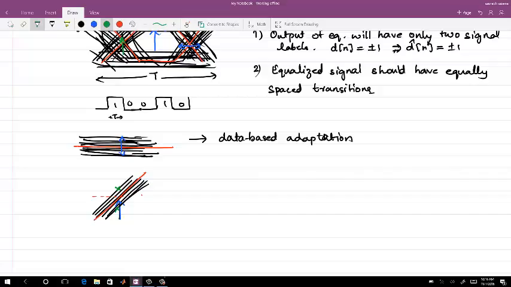Okay, so estimating the transition error and correcting the coefficients leads to edge based adaptation. Means you can use this information to tune the equalizer coefficients for a perfect equalization as such.